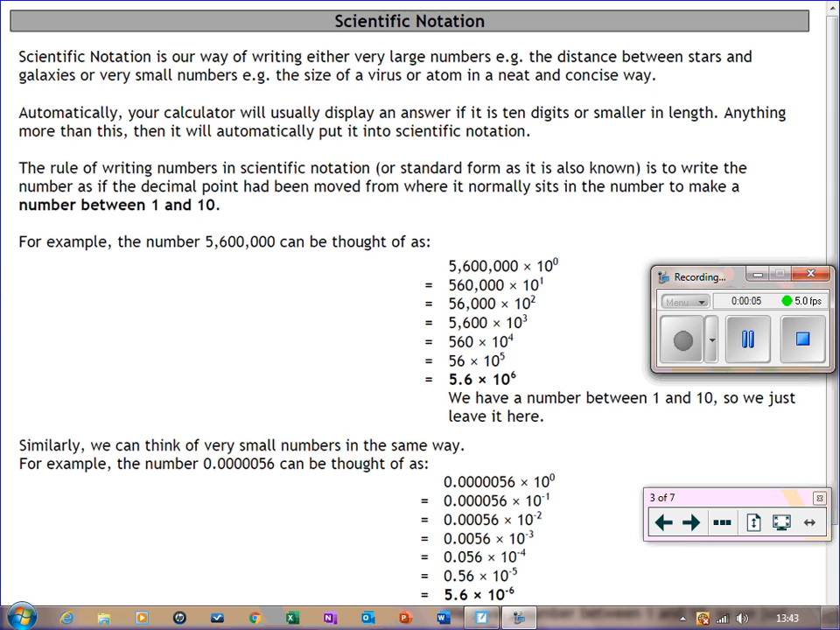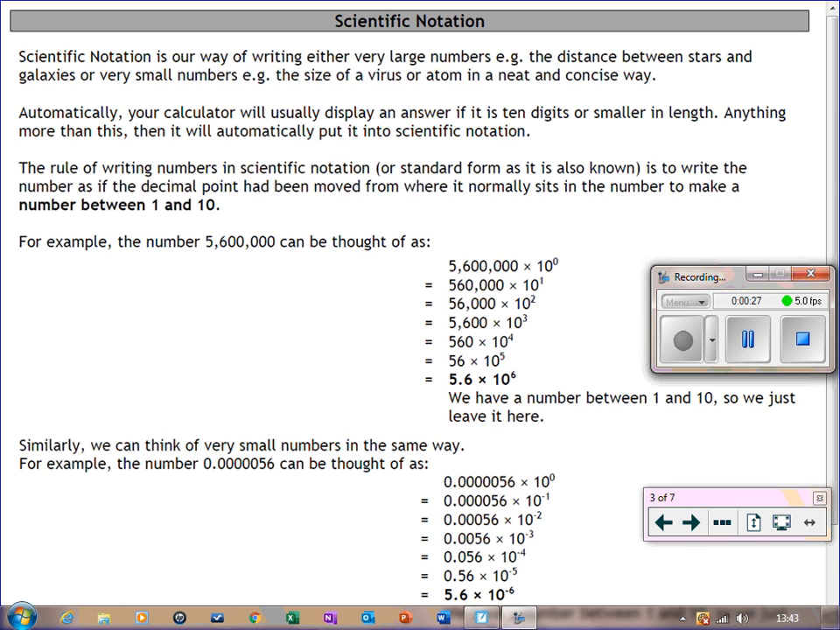Today we're going to move on to scientific notation. Now, some of you may already have seen scientific notation as part of your work in physics, chemistry, or biology. Don't worry if you haven't seen it yet. You'll pick it up very quickly here.